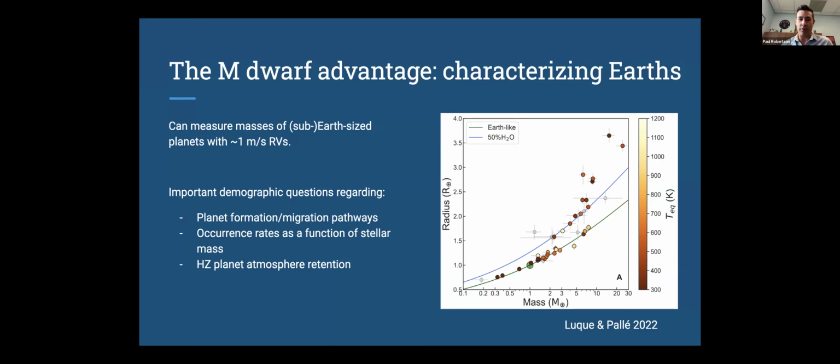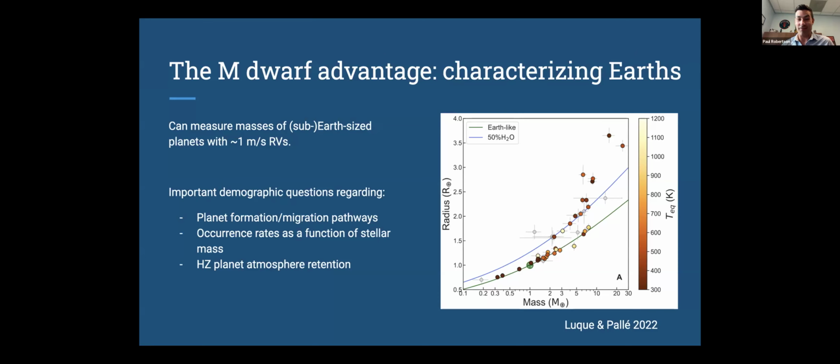Things like what are the formation and migration pathways, if there is a distinct population of water worlds, as you see on the upper curve here. That's potentially suggesting that these planets are forming in a water-rich region of the disk and migrating inward. It also allows us to pin down occurrence rates as a function of stellar mass.